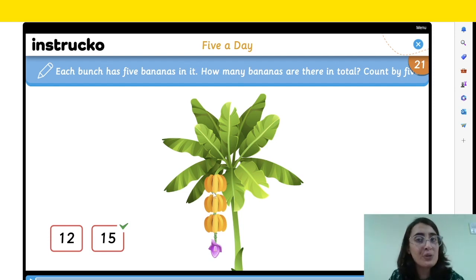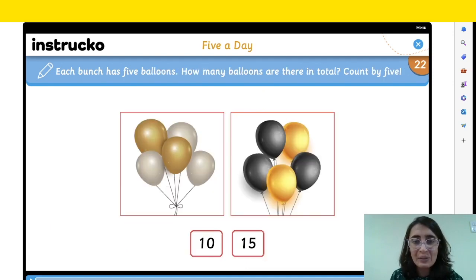So how many fruits do we have in total? 10. And then in 10 also, if we have 5 more bananas, then 10 plus 5 is 15. 5, 10, 15, 20, right? We learned the skip counting now. So if I have to add 5 to 5, I will get 10. And then if I again add 5 to 10, I will get 15. Got it? Okay, let's move to the next activity.